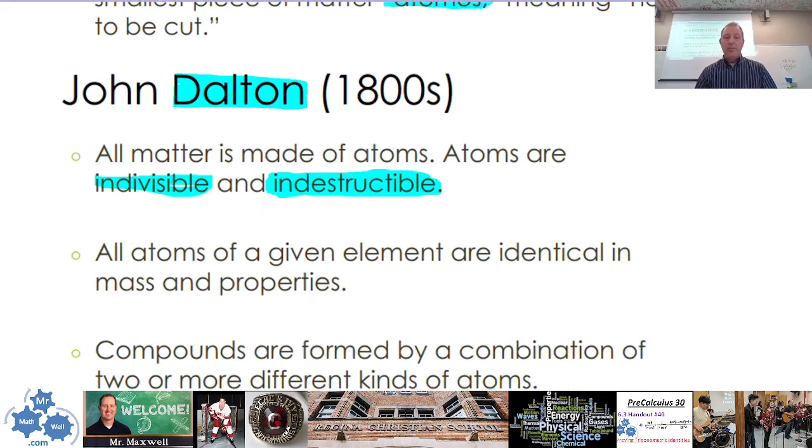So all atoms of a given element are identical in mass and properties. So a second point that he discovered, or he determined, was that all atoms of a given element are identical in mass and properties. So if you have an atom of nitrogen, and over here on the other side of the room, there's an atom of nitrogen. Same atom from the same element, same kind of atom, they're going to have all the same properties, and they're going to be identical in mass. Okay? So atoms of a given element are identical in mass and properties.